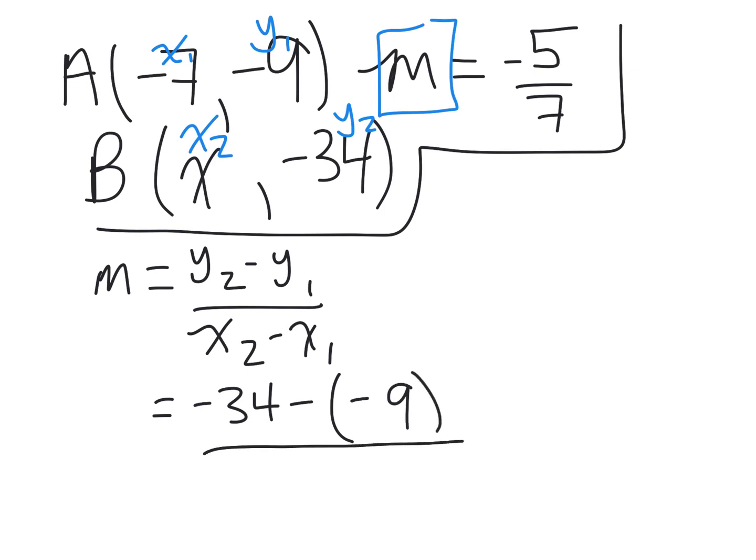And now my x2 minus x1 part of the equation. I look at my x2, and my x2 is unknown, x, and my x1 is -7. So I write x minus bracket -7. Where do you get this negative from right here, or that minus? That minus comes from my equation right there. And I also write my slope of -5/7.